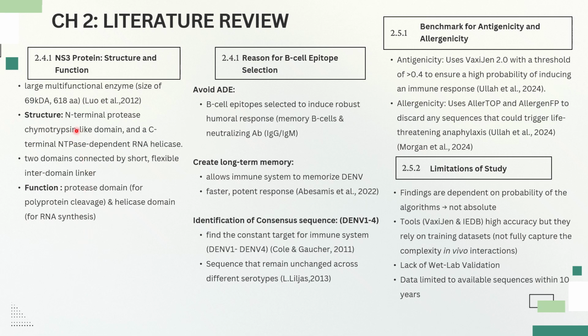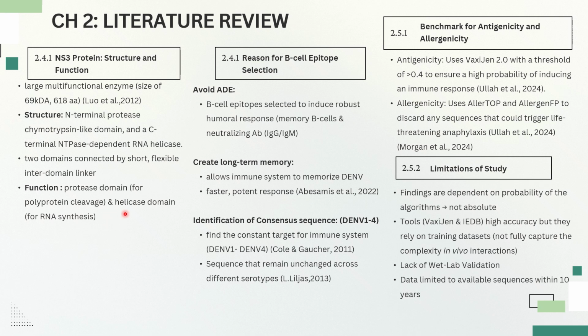Moving on to section 2.4, which is the NS3 protein structure and function. The NS3 protein is a 69 kDa multifunctional enzyme, and it contains a protease domain for cutting the viral polyprotein and a helicase domain for replicating viral RNA. These functions are essential for the virus to survive and replicate. The virus cannot afford to let this region mutate frequently because it literally loses the ability if it does.